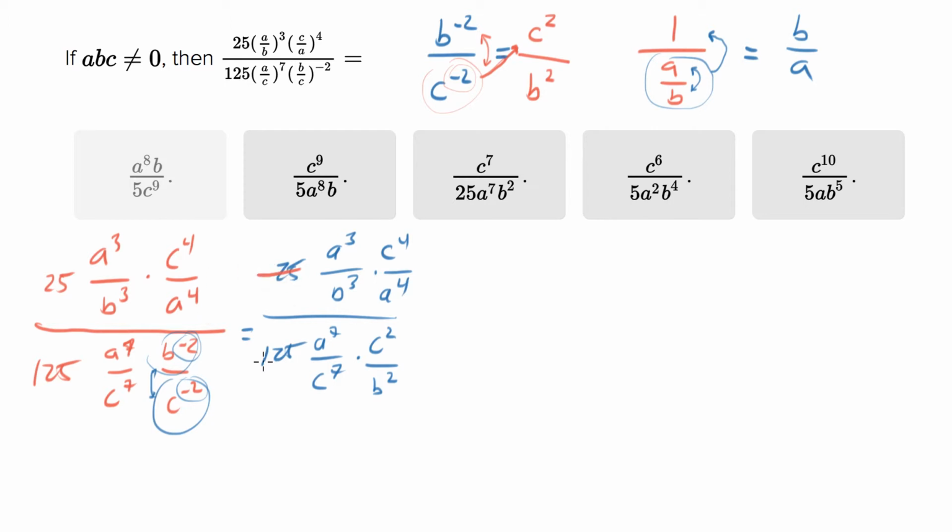While we're here, let's do a quick cancel on that. 25 goes into 125 5 times. That's going to come up in a minute to save us a little time. Now I'm going to use the rule where we take all the fractions in the denominator. I'm going to flip them and move them up to the numerator.